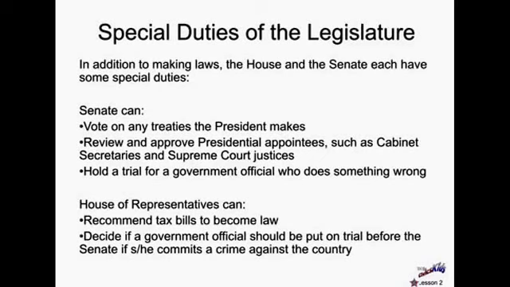Congress has many jobs that they do. Their main job is making law. They also make tax laws. They decide how tax money is going to be spent. Just about everything that they do, though, involves making laws. They are lawmakers.